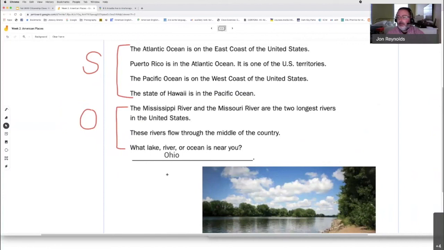So what I'd like to do here in just a moment is to show where the Mississippi and the Missouri rivers are located. But that's an important question on the test. Remember, there are two rivers. Which of the rivers of the United States are the longest? The answer is the Mississippi and the Missouri.